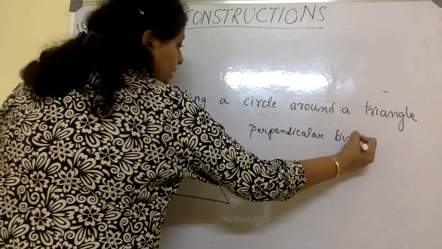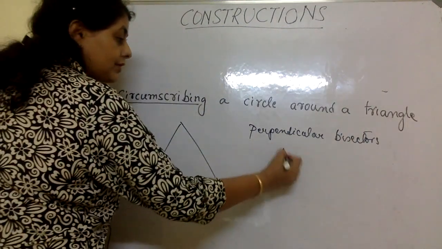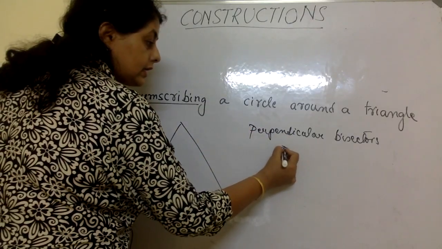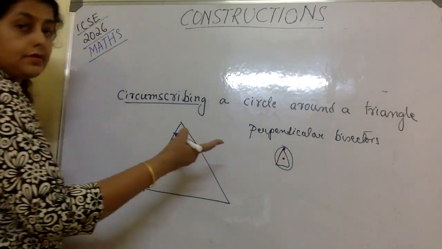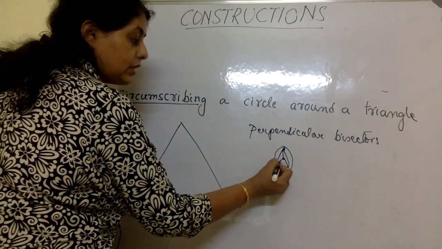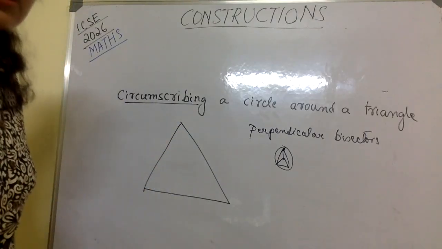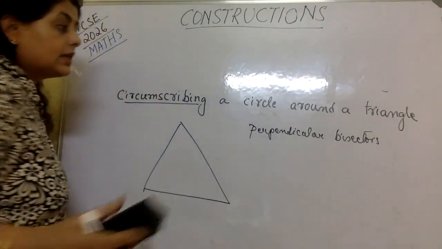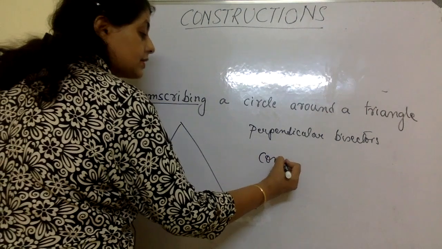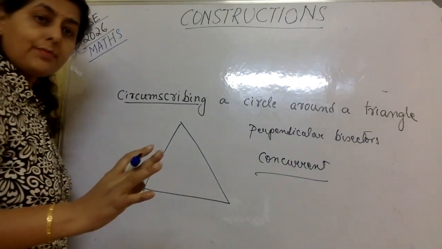bisectors. Why perpendicular bisectors? Because circumscribing is, you have a triangle and the circle goes like this. We need the circumcenter. The circumcenter is at equal distances from all the vertices. So if we get the circumcenter, we can get the radius for the circle. So how to get the circumcenter? Circumcenter is the point of intersection of the perpendicular bisectors. Again, they are concurrent. Therefore, only with two we can manage our diagram.